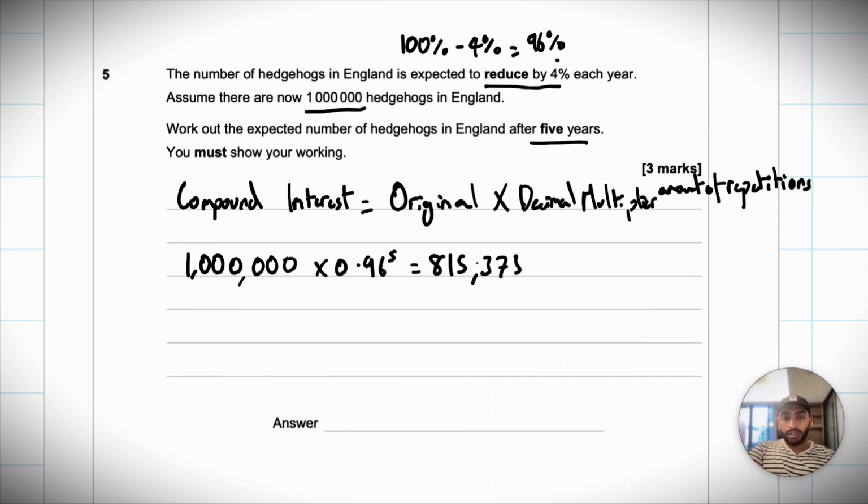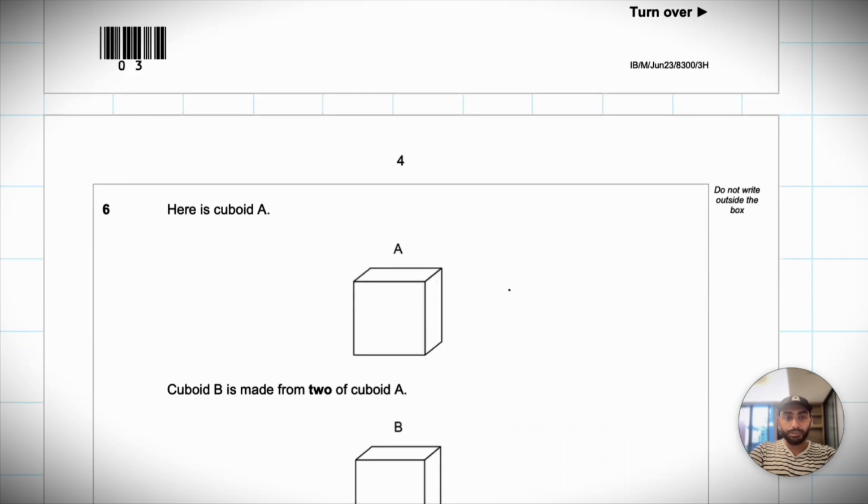815,373. And I've rounded this to the nearest whole number, so nearest unit, because I can't have part of a hedgehog, so I need to round it to something appropriate. I could round this one down or I could round it up. For this one, I've just chosen to round it up.